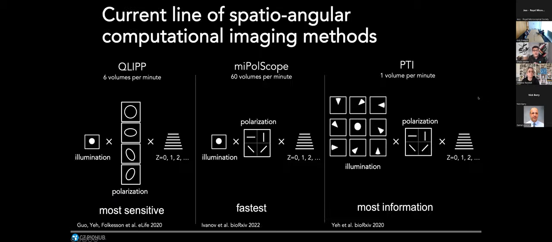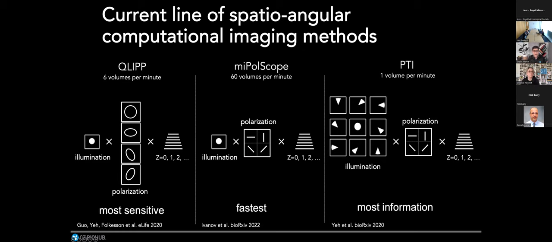We can get the angular architecture of the biomolecules. And that's really the core optical principle behind the measurements we make. We have a few different designs of computational imaging methods for doing so, balancing the trade-offs in different ways.